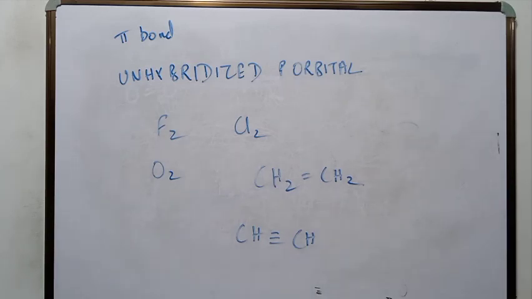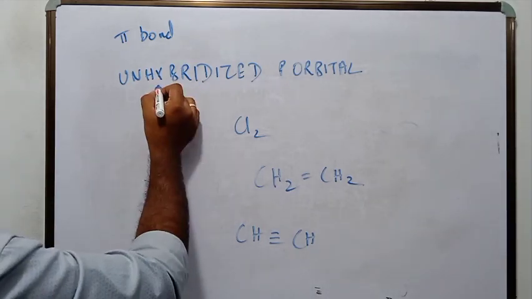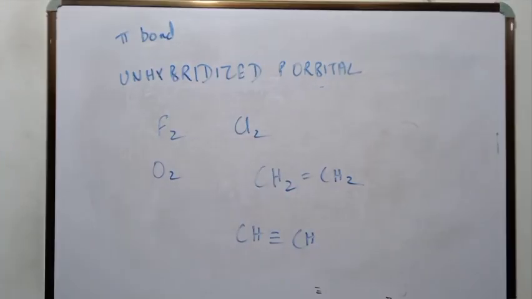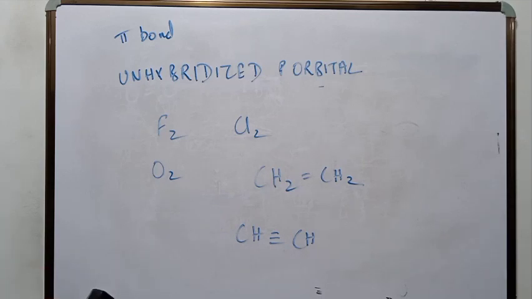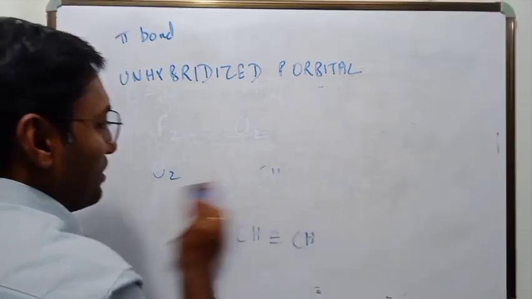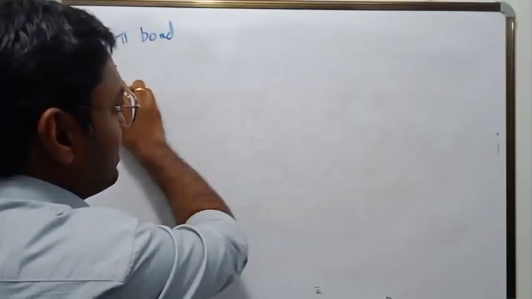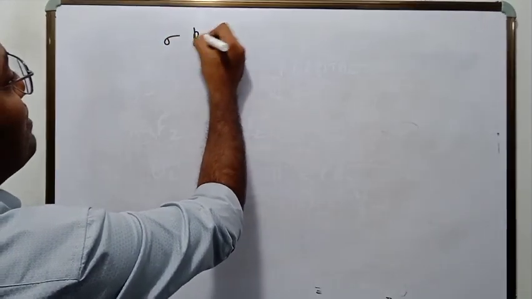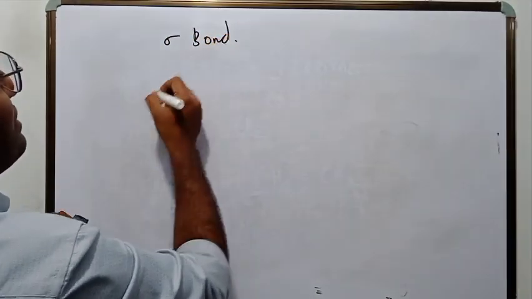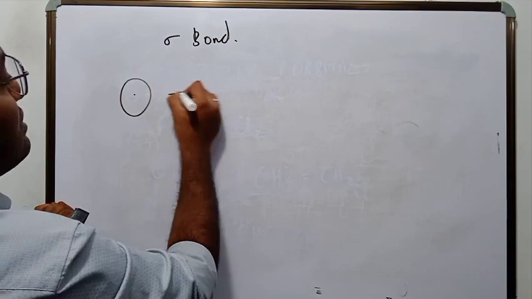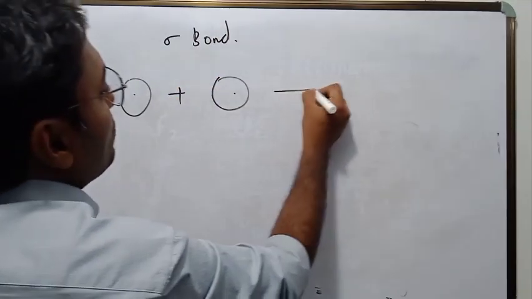Okay, because of overlap of unhybridized p orbital. So there are two kinds of covalent bonds, the sigma covalent bond and the pi covalent bond. If you are asking me which is stronger, the sigma bond or the pi bond, then I would say that sigma bond is much stronger, because sigma bond is closer to the nucleus.